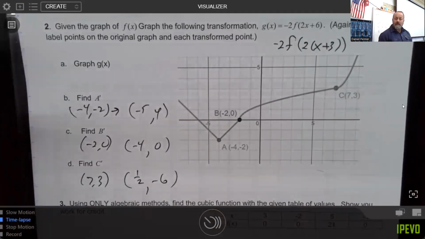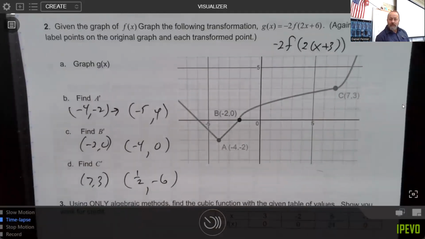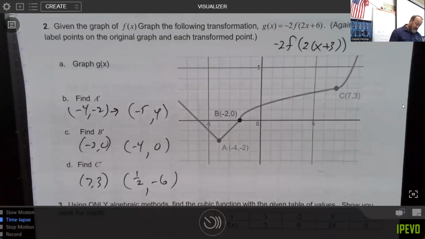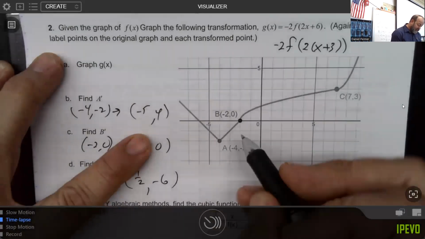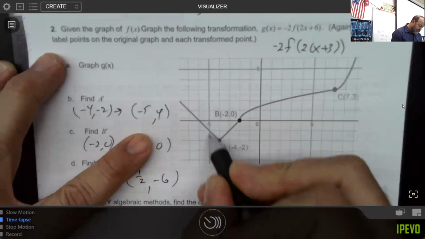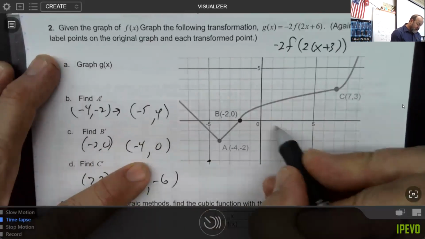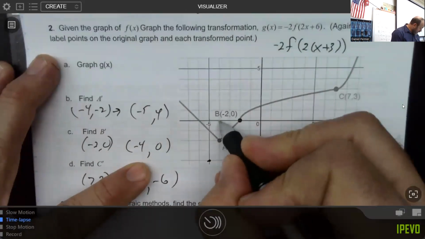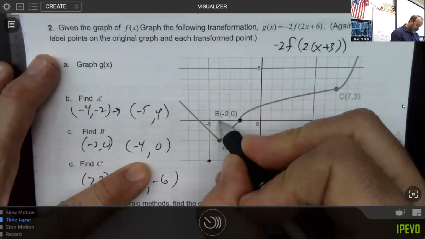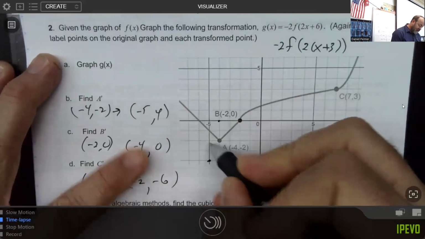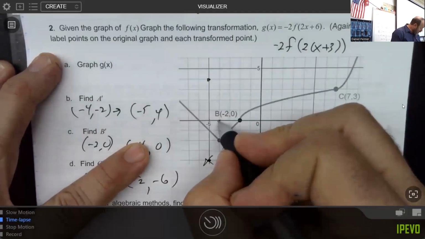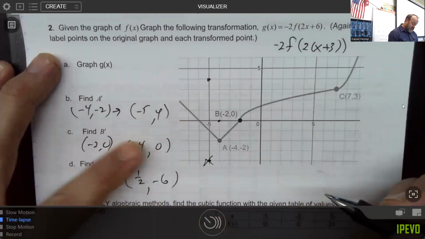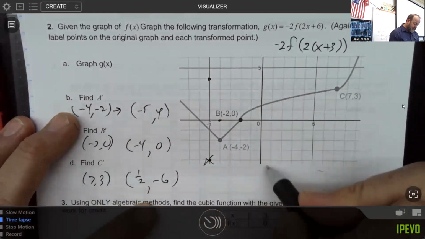It says, given the graph of f, graph the transformation. Oh, it wants me to actually transform this thing. So let's go ahead and finish that up. So I guess we could put a prime at -5, -4, 1, 2, 3, 4. I've got -4, 0, which would be here. I feel like I did something wrong. Oh, -5, +4. That was silly. -5, +4 up here. -4, 0. And then I had my other point, which is 1/2, -6, which is down here.